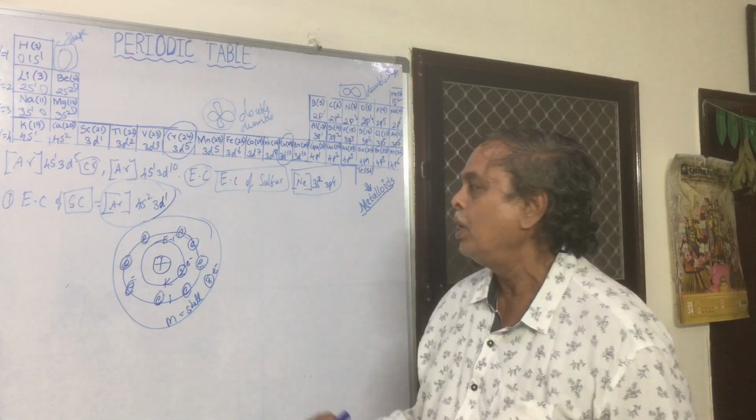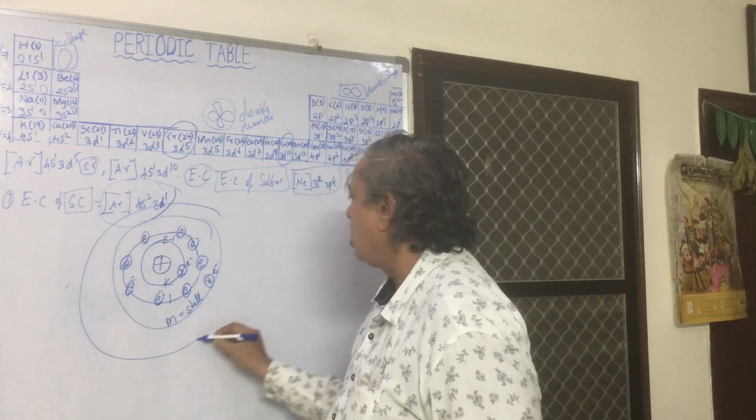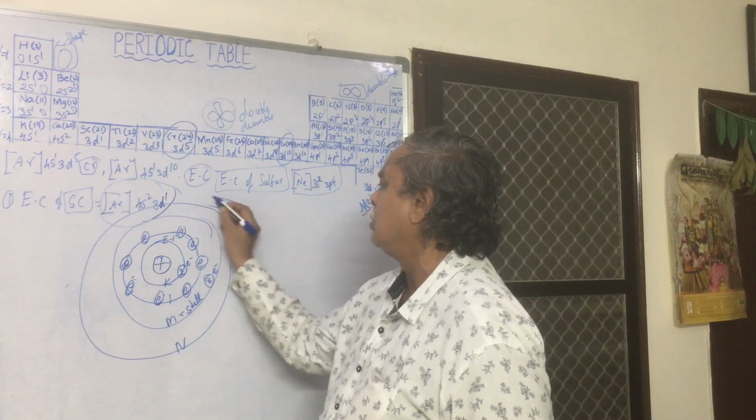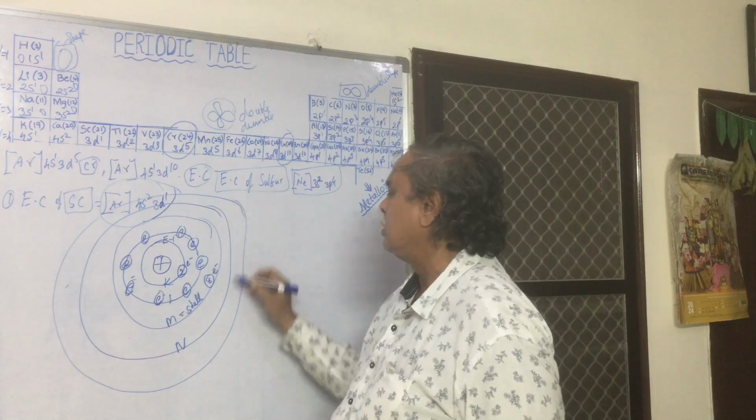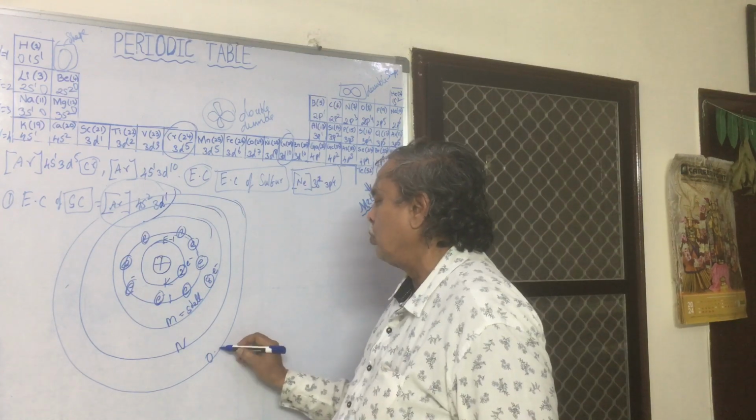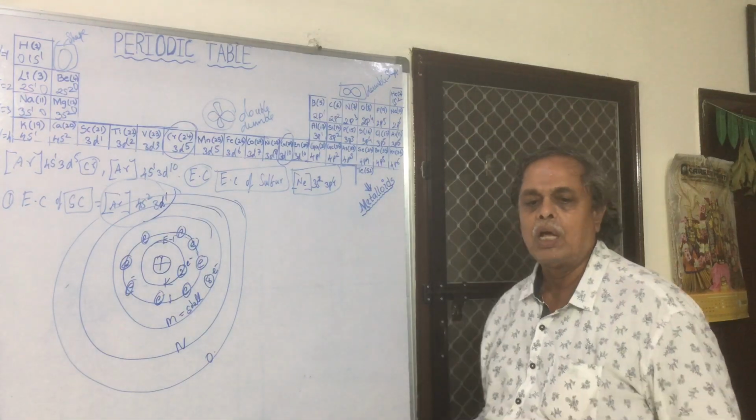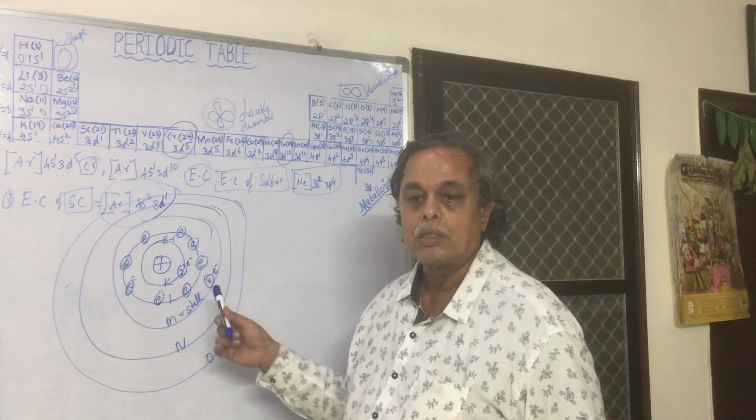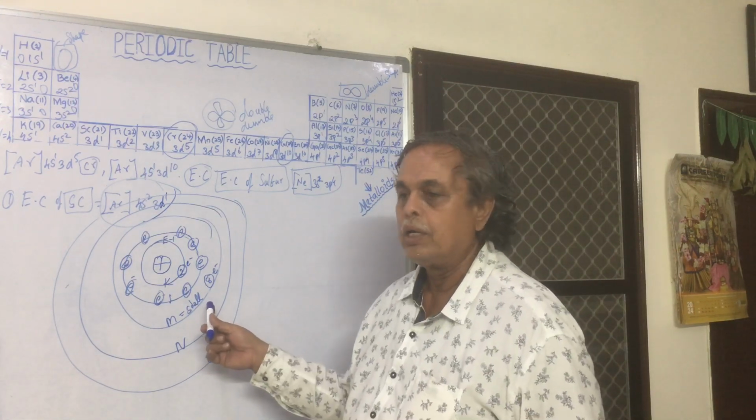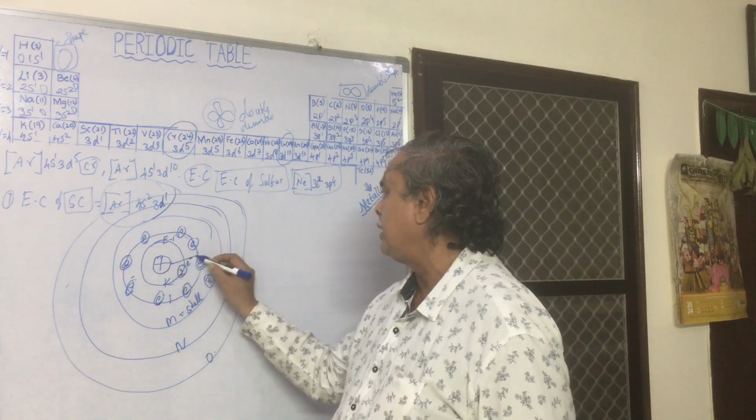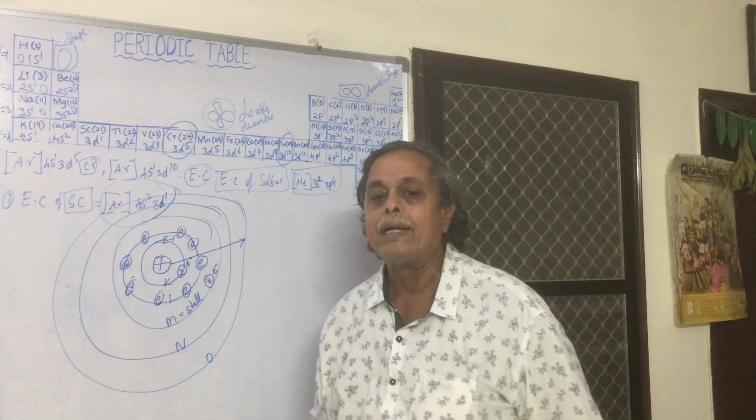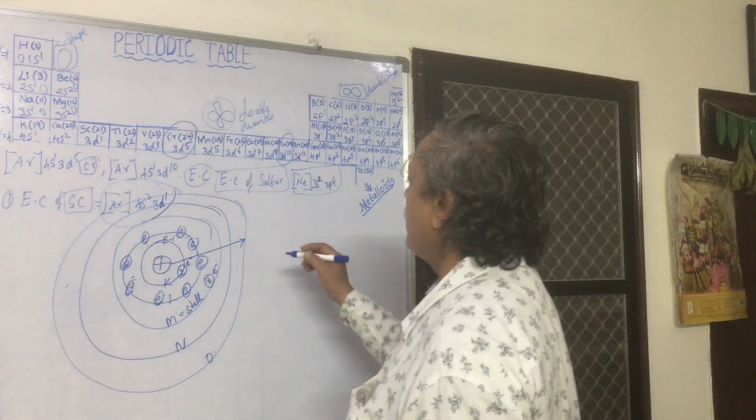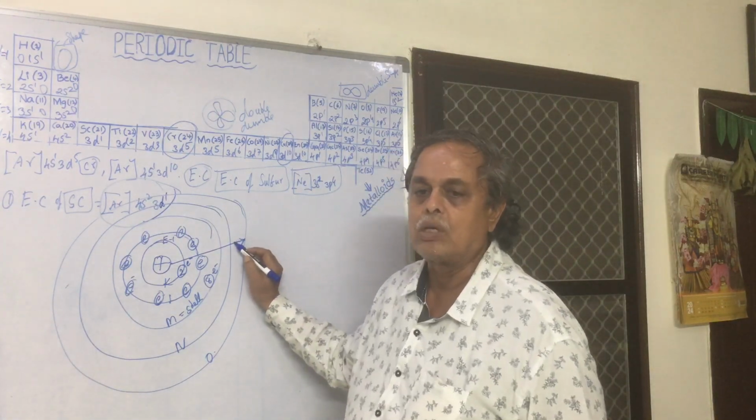What is the fourth shell called? The N shell. K, L, M, N. The next one is the O shell. Whenever sun rays fall on the electrons of an element, an electron jumps from one shell to another. While going up, it absorbs energy. The final shell is called the valence shell.